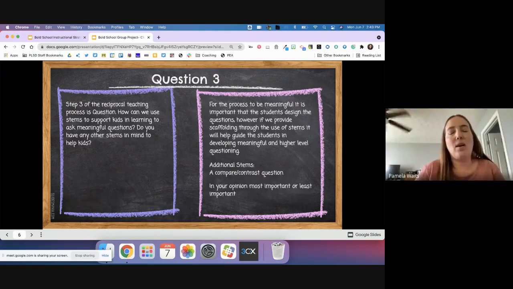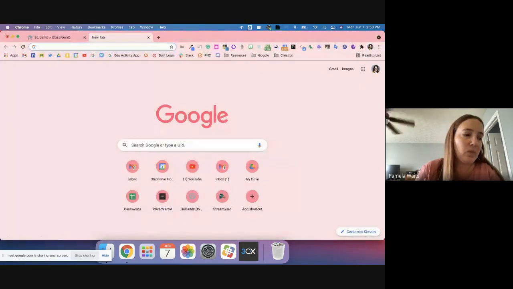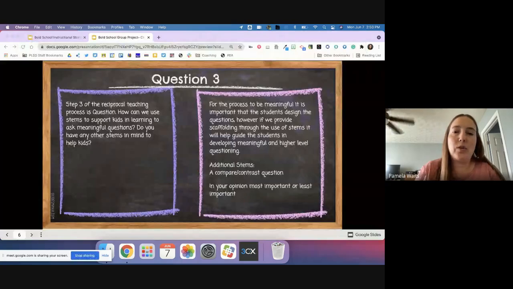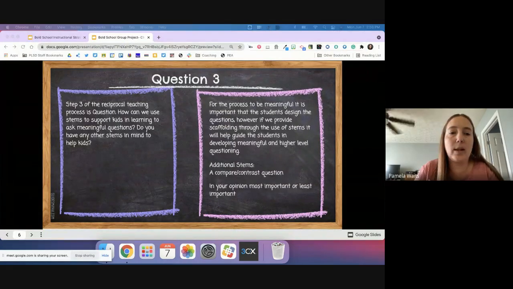Question 3 dealt with step 3, which was questioning, and it talks about giving the kids stems for support. And the 3 in the book that were given was one that's right there, where it's easy for them to look at the passage and find the answer. Another one would be an in your opinion question. And the third one would be a critical thinking question, where they'd have to incorporate one of the vocabulary words they had learned in step 2.